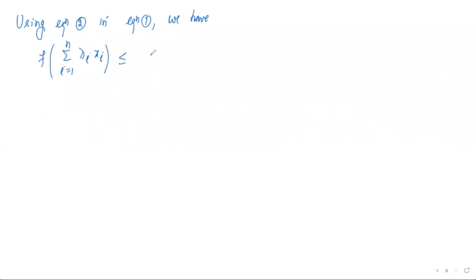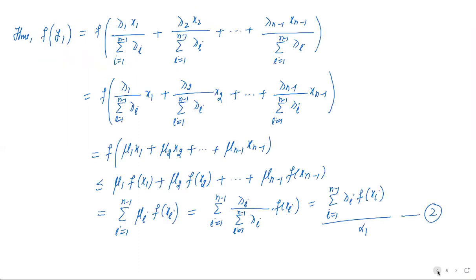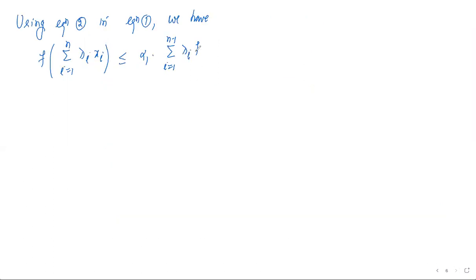Now using equation 2 in equation 1, the left hand side of that equation was f of summation i running from 1 to n lambda i into xi, and now this is less than or equal to, the first term was alpha 1 f of y1, but now f of y1 has a value like this: f of y1 is equal to summation i running from 1 to n minus 1 lambda i f of xi whole divided by alpha 1, then plus alpha 2, that was equal to lambda n, and here we have f of xn.